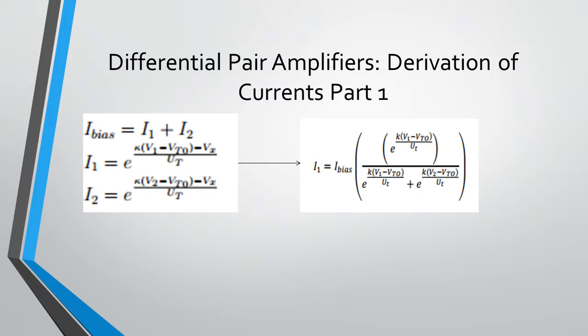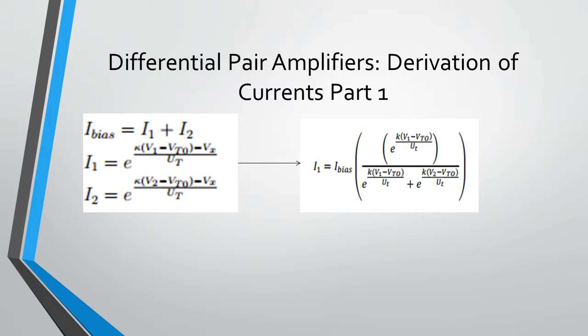For the derivation of the currents for the differential pair amplifiers, we have I bias equals I1 plus I2, and I1 is e to the kappa V1 minus VTO minus Vx divided by UT. It's the same thing as I2, except instead of V1 you have V2, and VTO is going to be the threshold voltage, and Vx is going to be the input voltage.